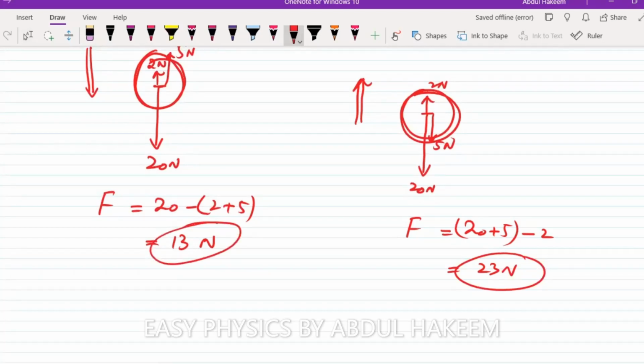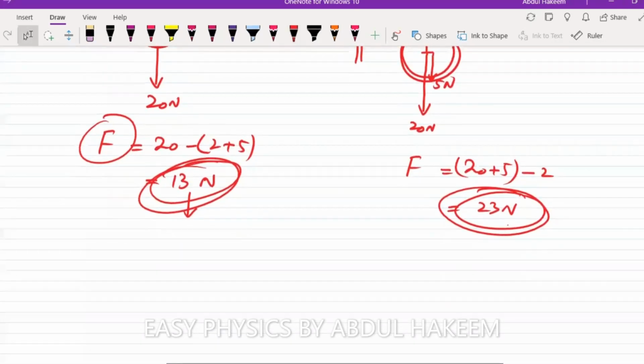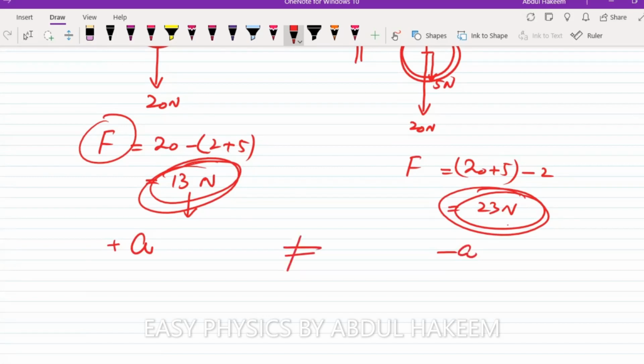It means the accelerating force is 13 and the retarding force is 23. So when the object is dropped in air, the downward resultant force is smaller than the upward retarding force. So the positive acceleration and this retardation, negative acceleration, when compared, are not equal. The retarding force is always greater than the accelerating force in the presence of air.